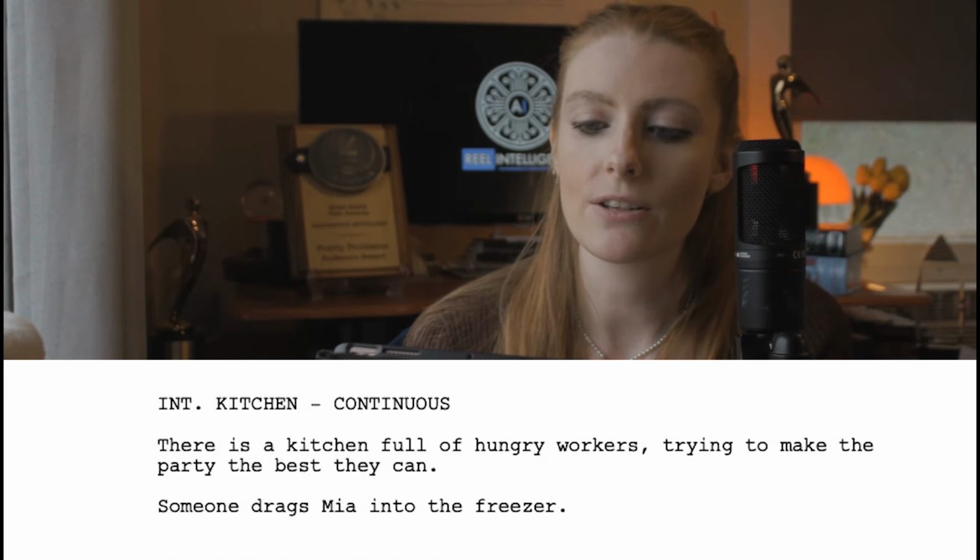In the kitchen, there are hungry workers trying to make the party the best they can. Someone drags Mia into the freezer. That's another section that I was saying is the reason I'm using AI. I couldn't afford to get a bunch of extras and a really, really nice kitchen. So I'm just going to use image to video generation and see how it works. I think this might be a lot of trial and error because there are a lot of moving parts to it. But I think with trial and error, I'm going to get the scene that I want to get.